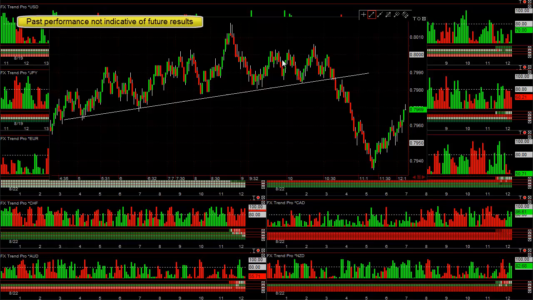You might really want to wait for about an hour and a half before it breaks down underneath that area, or you might want to wait for the next pullback up. You go short there with your stop here. It didn't really lead to too much. It came down 10 or 12 pips.